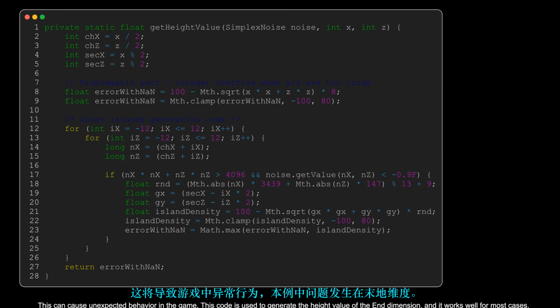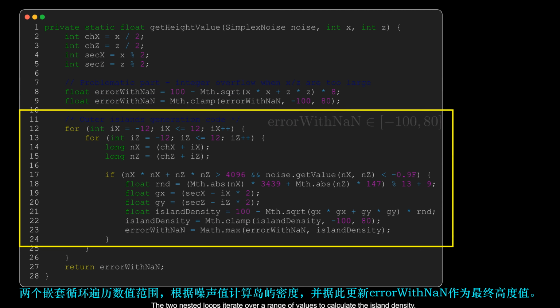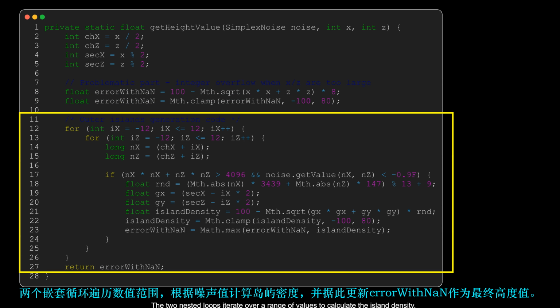This code is used to generate the height value of the end dimension, and it works well for most cases. This line of the code is used to ensure that the height value is within the range from -100 to 80. And the name error with none is only a temporary variable to hold the error value, although it really goes wrong sometimes. The two nested loops iterate over a range of values to calculate the island density.